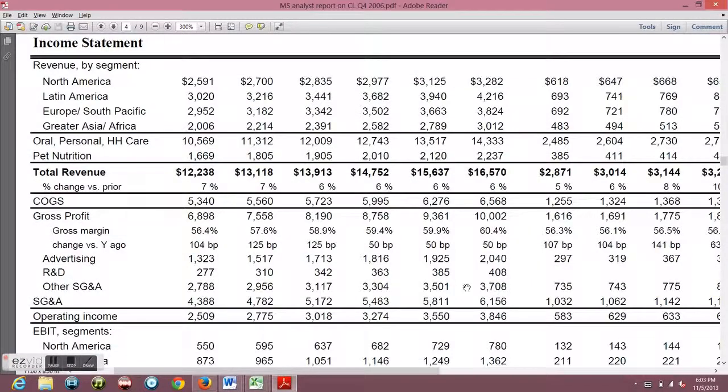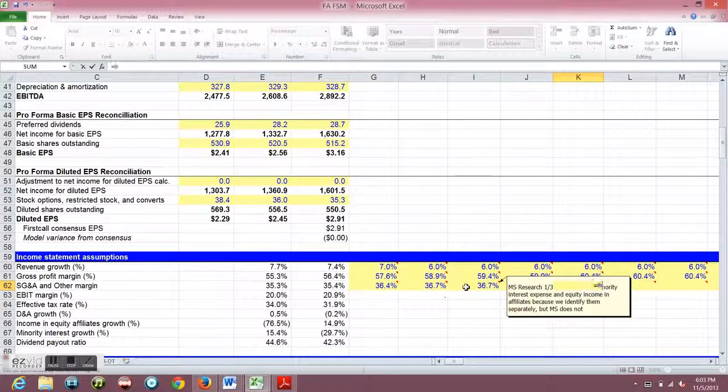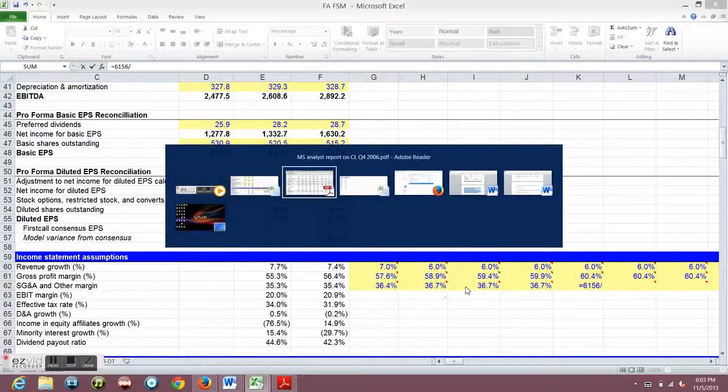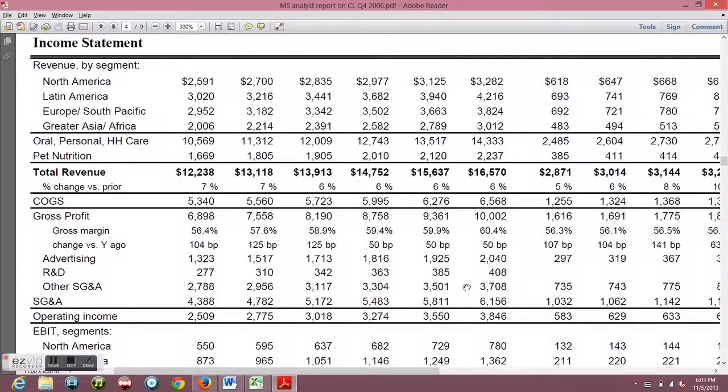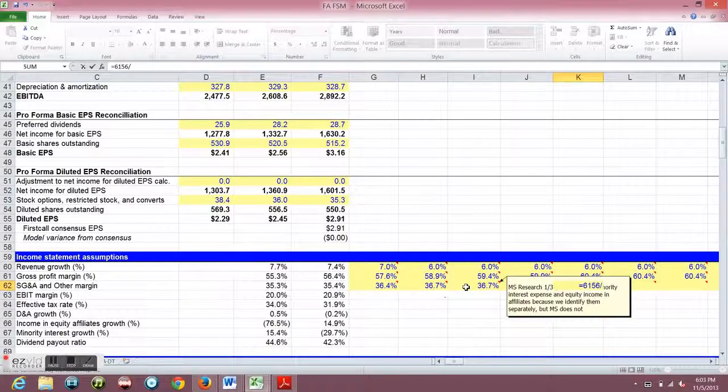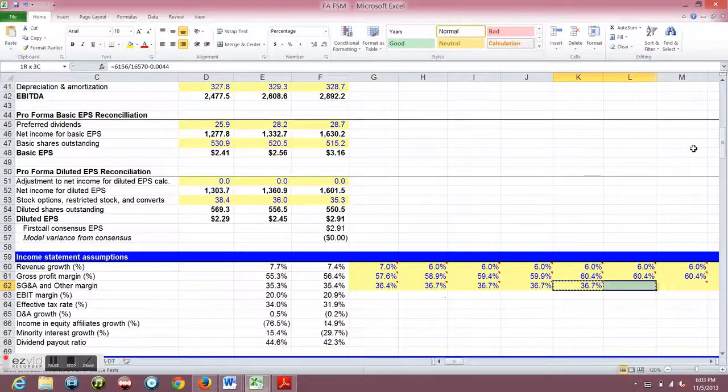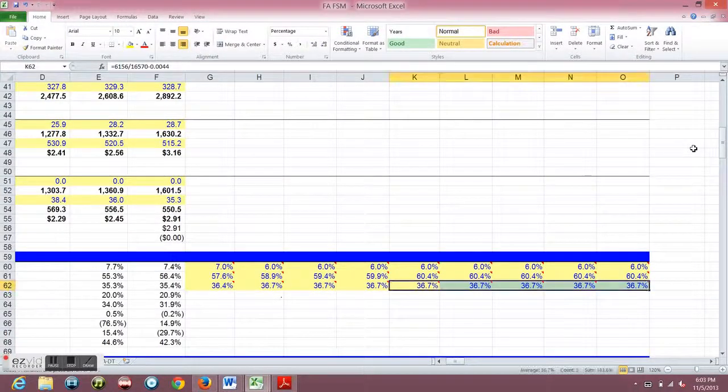Now one more left. 6156. Divide that by 16570 minus 0.0044. And you can see, like, it doesn't make that big of a difference, but we have to do that. Now we're going to straight line it.